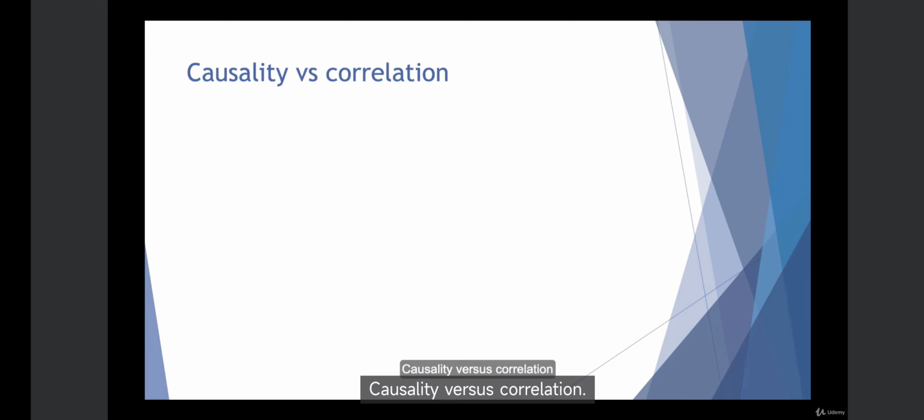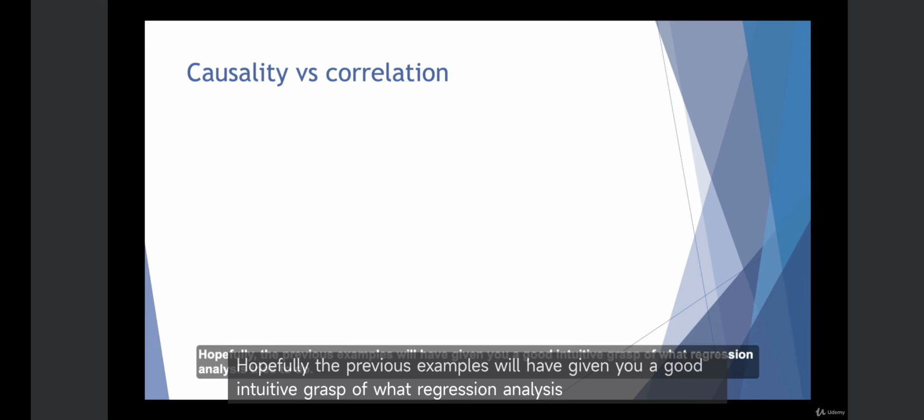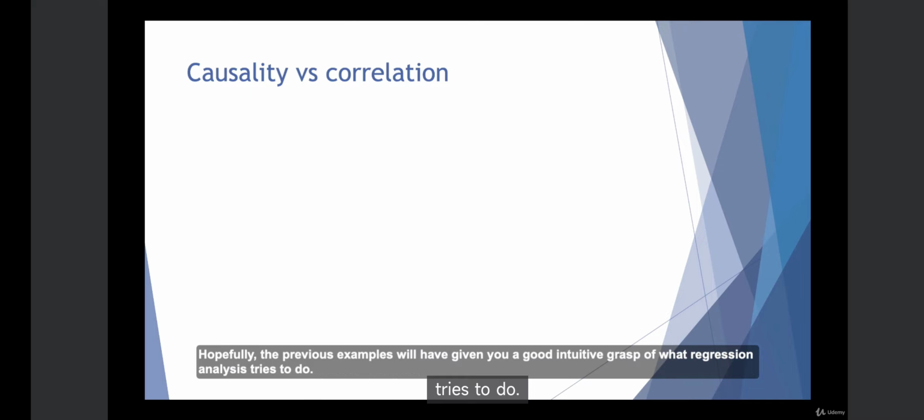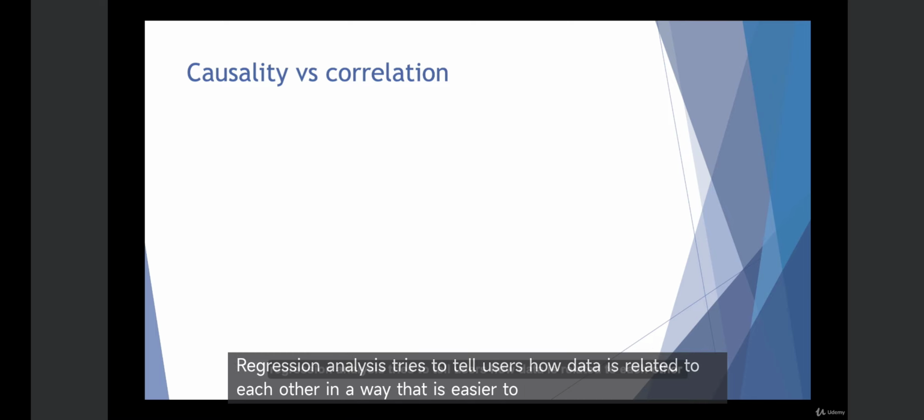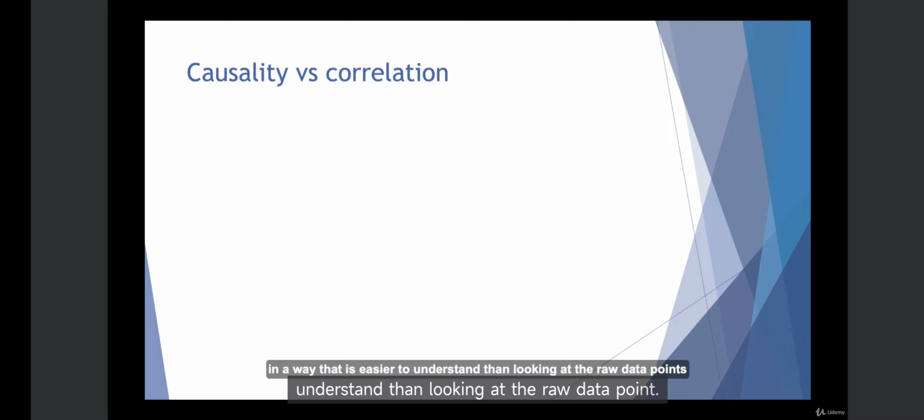Causality versus correlation. Hopefully, the previous examples will have given you a good intuitive grasp of what regression analysis tries to do. There are lots of statistics and maths in each type of analysis, but the underlying concept will always remain the same. Regression analysis tries to tell users how data is related to each other in a way that is easier to understand than looking at the raw data points.